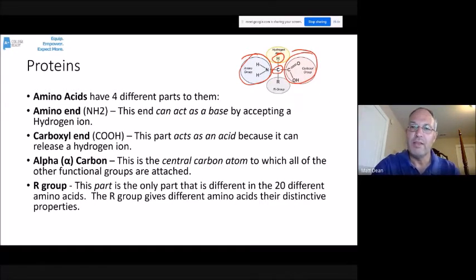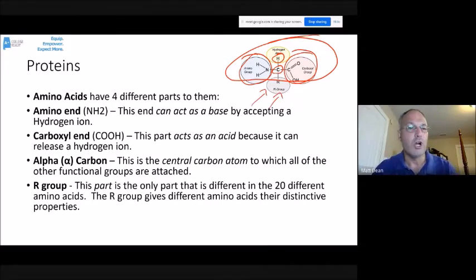The fourth, and these components up here that I have circled right now are the same in all 20 amino acids. The part that makes the 20 different is what's connected here. Call that the R group. And we're going to talk more about what those R groups might be here in just a second. The amino group can act as a base, meaning that it can accept hydrogens. The carboxyl group, on the other hand, can act as an acid. It can give off hydrogens.